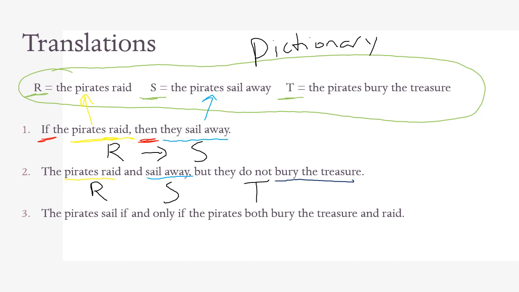So now let's look back through to see what our operators are. We have an and, so the pirates raid and sail away. An and is an ampersand. And then we have the pirates raid and sail away, but they do not bury the treasure. We have a but, and buts are represented also by an ampersand. And then we also have a not.